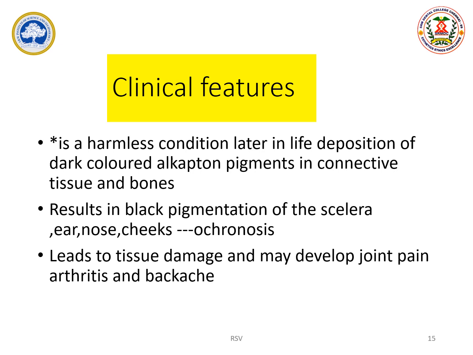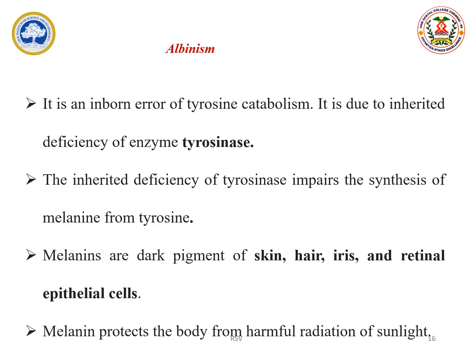Clinical features of alkaptonuria. It's a harmless condition. Later in life, deposition of dark-colored alkapton pigments in connective tissues and bones results in black pigmentation of the sclera of the eye, ear, nose, and cheeks, which is called ochronosis. This leads to tissue damage and may develop joint pain, arthritis, and backache.